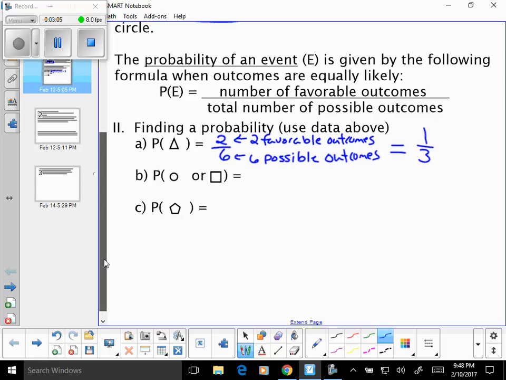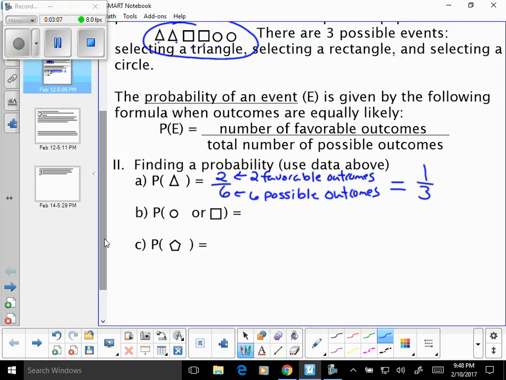Let's look at the probability of getting a circle or a square. Now this one, this or, becomes a very powerful word because it means you can pick either the circle or the square. Therefore, since there are 2 circles and 2 squares, we have 4 favorable outcomes over our 6 possible outcomes, which is going to be the fraction 2/3.